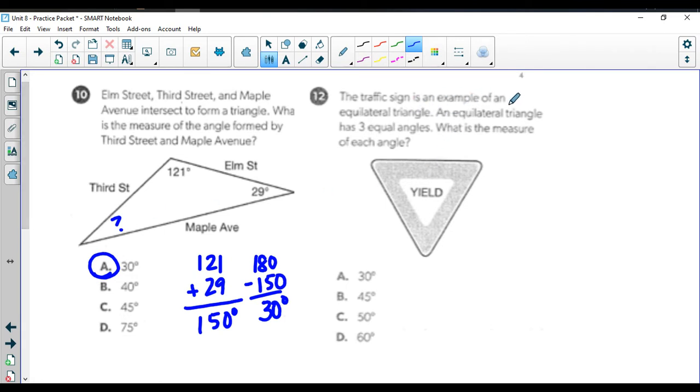The traffic sign is an example of an equilateral triangle. An equilateral triangle has three equal angles. What is the measure? So we have 180 degrees in here. We're going to split it between 3. So each one in an equilateral triangle is equal to 60 degrees.